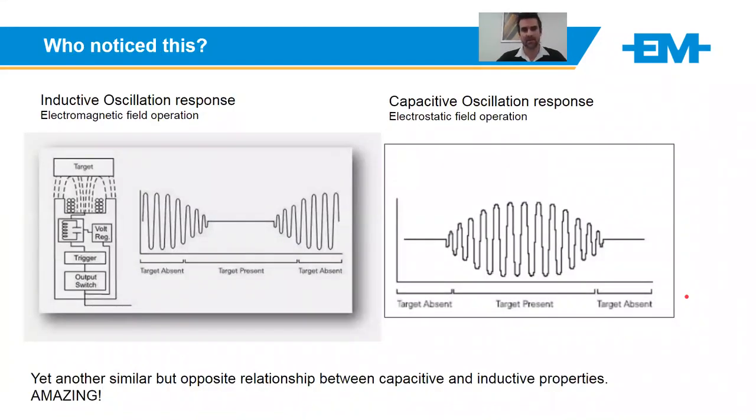This is just something that gave me a bit of a wow when I realized it for the first time, so I thought I'll just add it in. It's yet another opposite, yet similar relationship between inductive and capacitive properties. You can see how an inductive sensor behaves in the presence of a target and how a capacitive sensor behaves in the presence of a target. Just thought it would be nice to include. Again, inductive is an electromagnetic field and a capacitive operation is an electrostatic field.